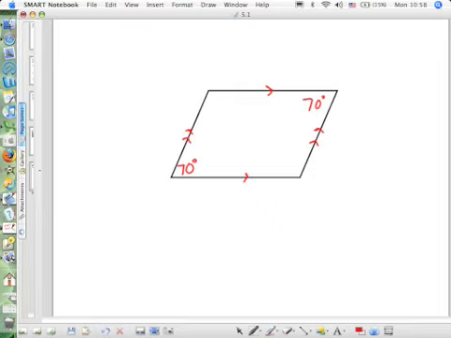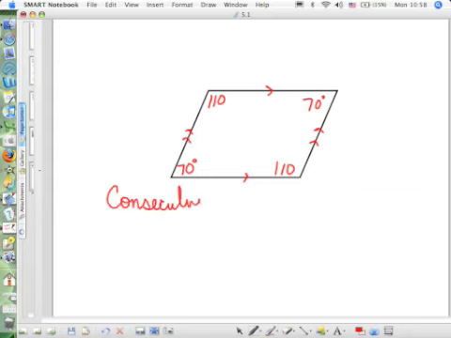Same side interior angles are supplementary. Yes. Because these are same side interior angles formed by parallel lines, so they are supplements. Okay? So we just figured something else out. Write this down.